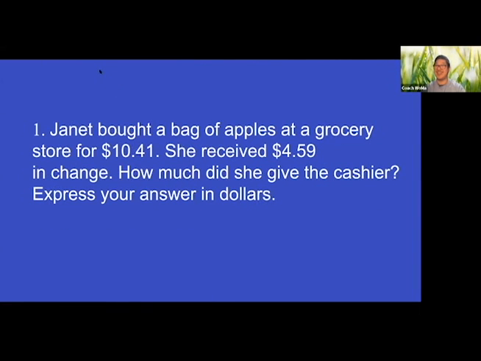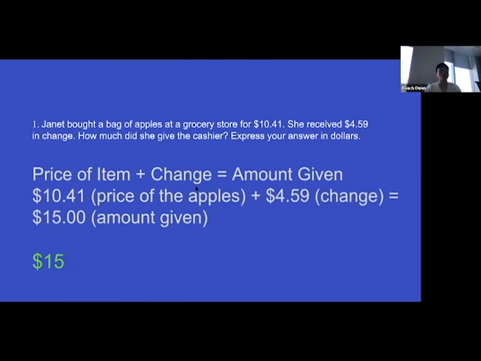Okay, let's just go to it. So how much did she give the cashier? The answer would be 15, and that's because the price is $10.41. The change was $4.59, which means that she had to have given the total of those together. You can also think of this like, she bought something for X amount, and you have to subtract $10.41, which is the price, and then she got back $4.59. That's the same equation, so you'll get $15.